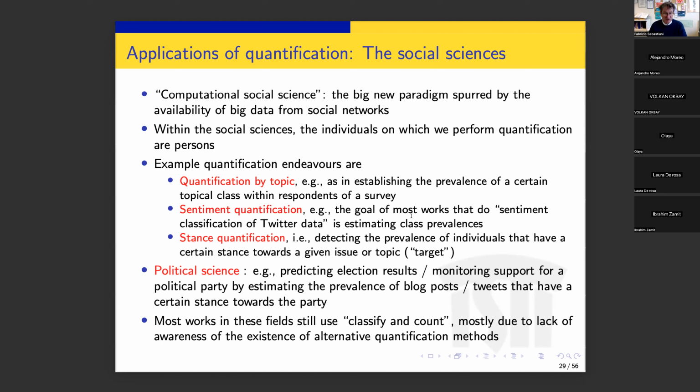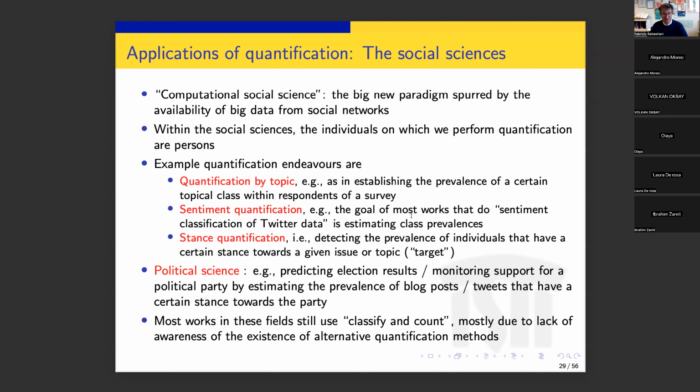Stance quantification is a variant of sentiment quantification. Here it has to do with detecting the prevalence of individuals that have a certain stance, that have a certain position towards a given issue or topic or target. So this involves analyzing the text and detecting whether the opinion which is expressed there is indeed an opinion about the given target.